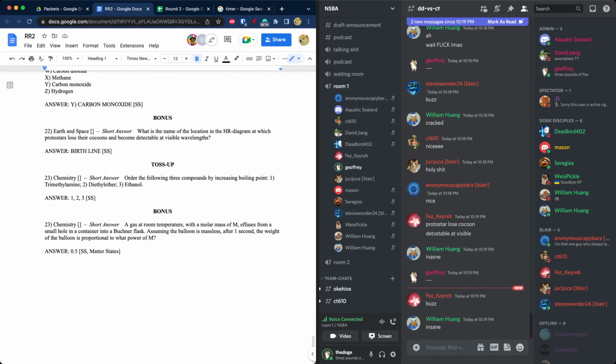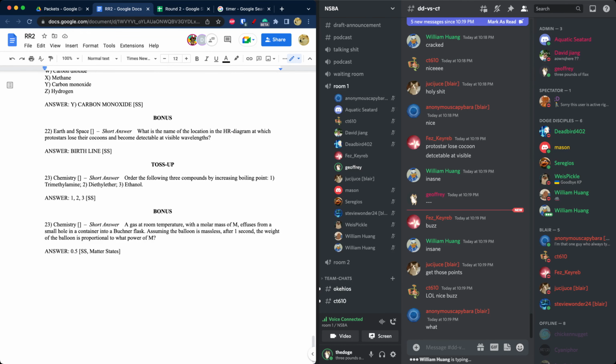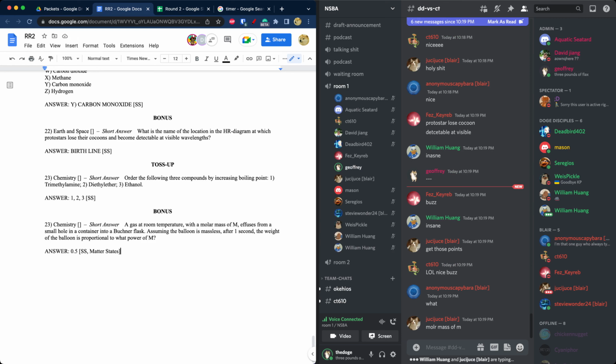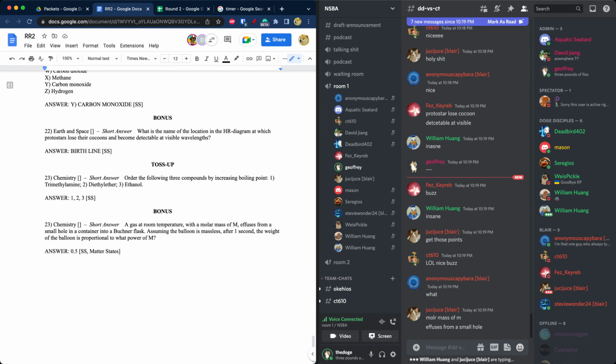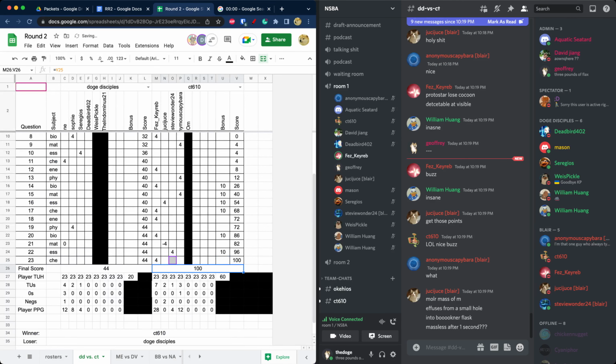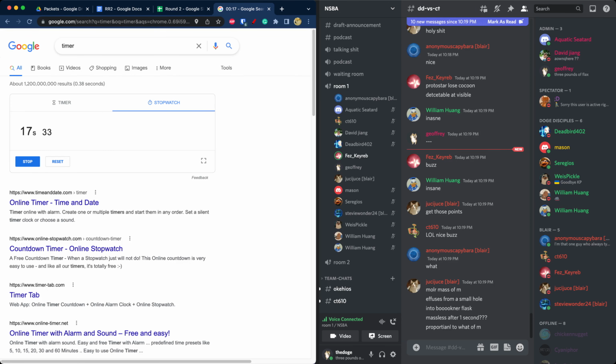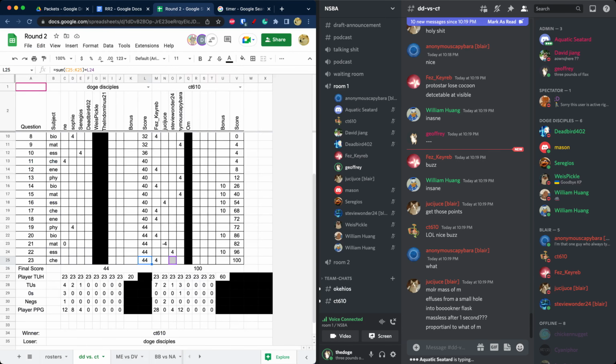Bonus chemistry short answer. A gas at room temperature with a molar mass of M effuses from a small hole in a container into a Buchner flask. Assuming the balloon is massless, after 1 second, the weight of the balloon is proportional to what power of M? Oh, the weight of the balloon. Is this like negative 1/2 or something? That makes sense. Or not. Actually, hold on. A molar mass. The rate of diffusion. Go. Positive 1/2 final. Positive 1/2 is correct.